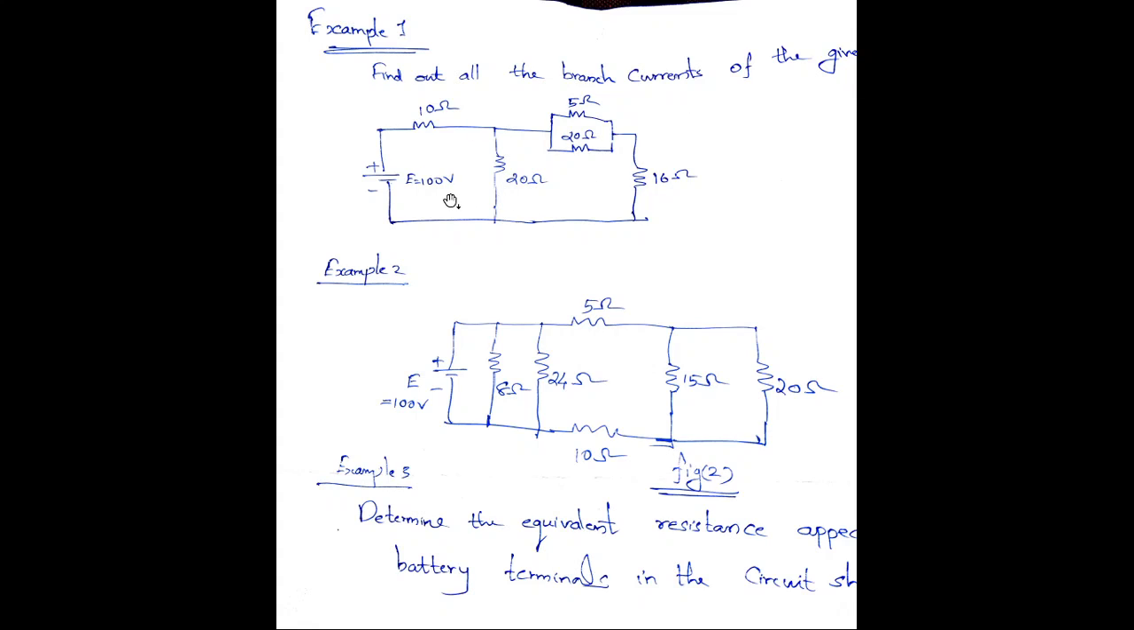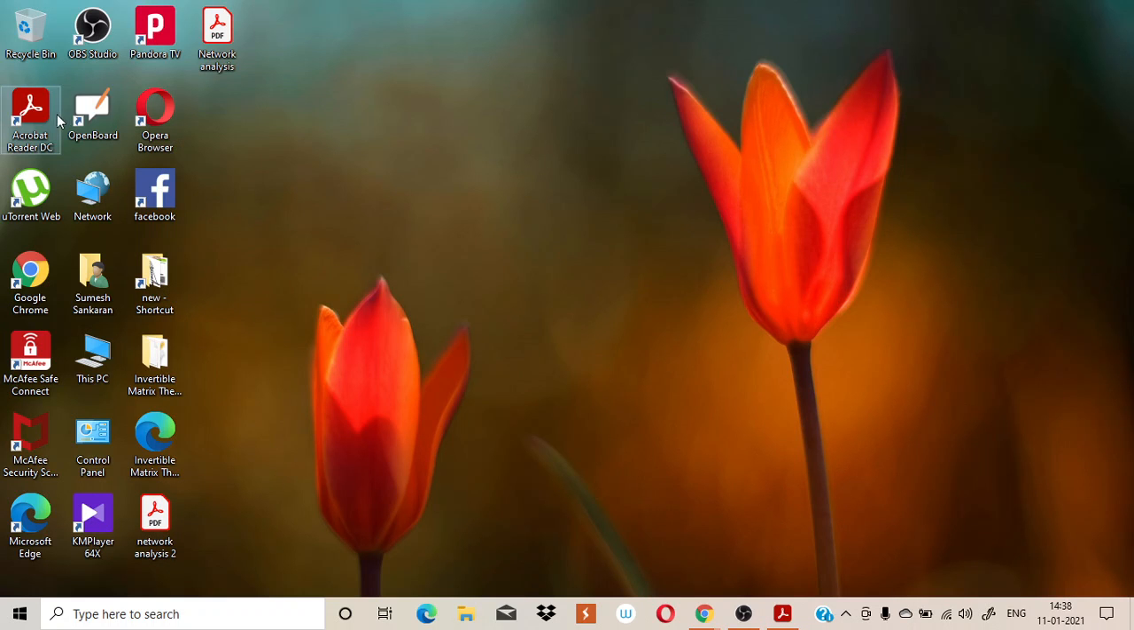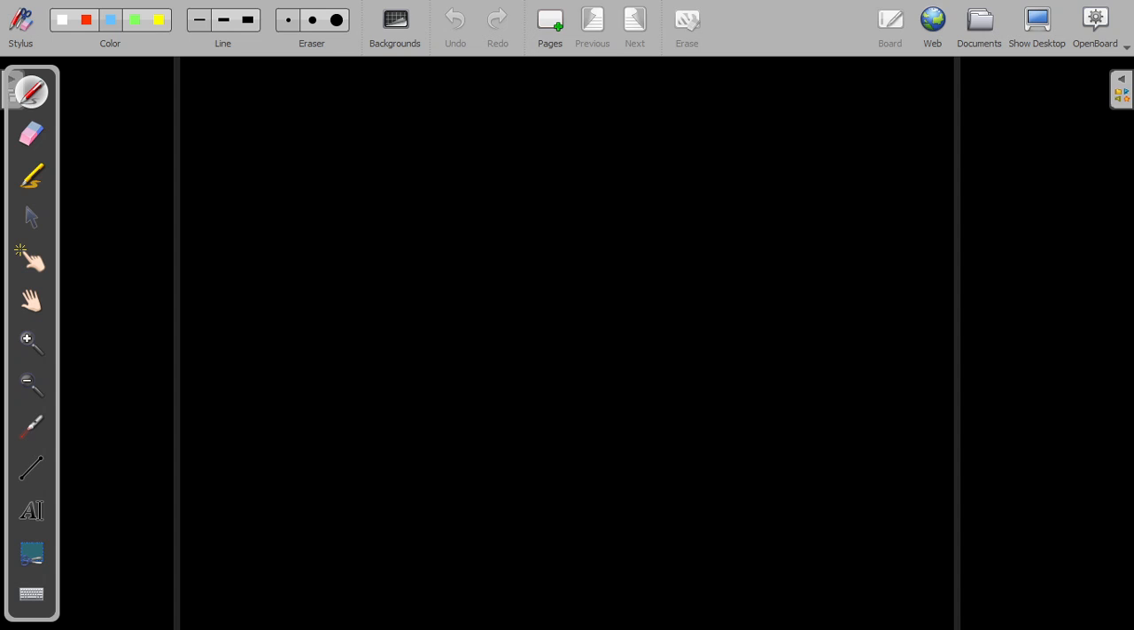This is the given circuit. Now I'm going to draw the given circuit here.